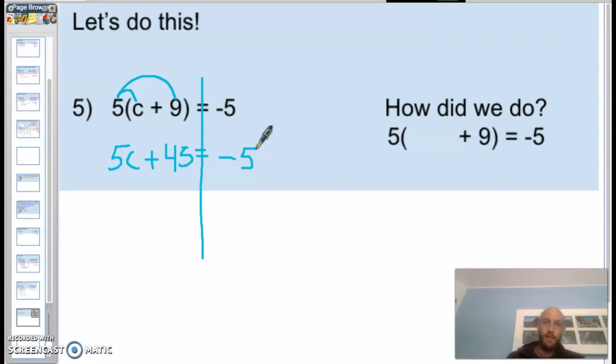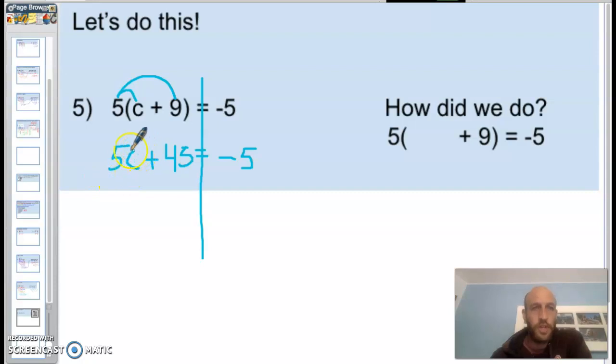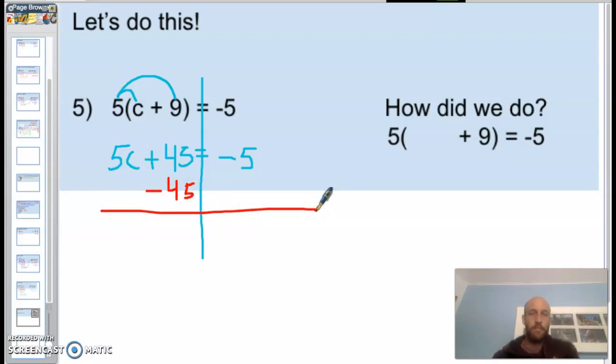All right. So right now my hanger is level, which is good, right? I want to know what is just the 5c worth. How much does the 5c weigh? So I need to get rid of this plus 45 to figure out what is just the 5c weigh. And I'm going to do that by doing the opposite, by subtracting, right? That's the opposite of adding. If I subtract 45 over here, all of a sudden my hanger is all crooked. So if I do the same thing to the other side, that allows my hanger to flatten out.